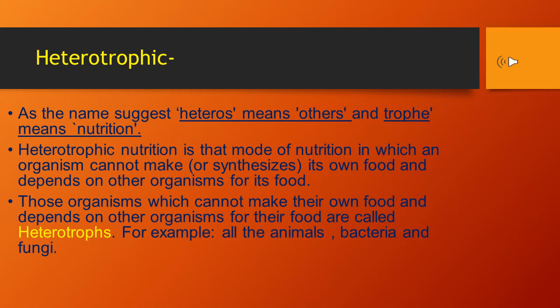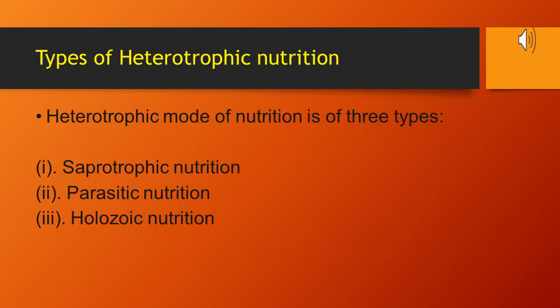Basically, as we all know, all animals come in this group because they depend on others for their food requirements, and some bacteria and fungi also have heterotrophic mode of nutrition. The heterotrophs can obtain their food from other organisms in three different ways, that is saprotrophic, parasitic and holozoic. So first we will discuss saprotrophic nutrition.